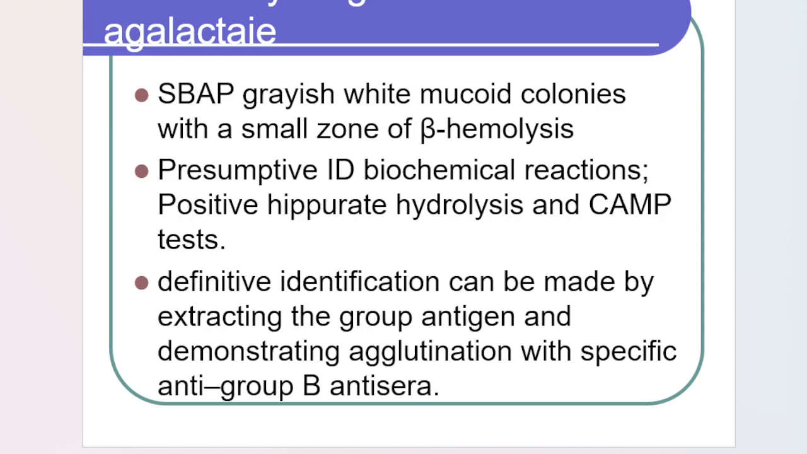Presumptive ID, positive hippurate hydrolysis, and positive CAMP test. So, definitive identification can be made by extracting the group antigen and demonstrating agglutination with specific anti-group B anti-sera. Okay? So, presumptive ID lang yung paggamit ng CAMP and positive hippurate. Pag definitive identification, still preferred ang serological typing kapag magre-react siya with the anti-group B anti-sera.